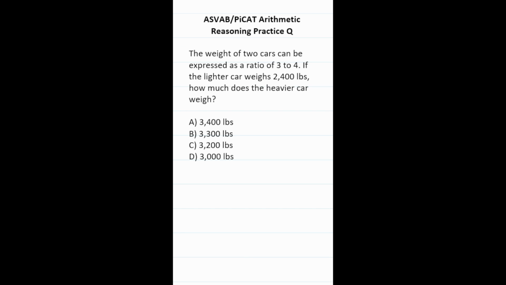This ASVAB PiCAT Arithmetic Reasoning Practice Test question says the weight of two cars can be expressed as a ratio of 3 to 4. If the lighter car weighs 2,400 pounds, how much does the heavier car weigh? So we're told that their weight can be expressed as the ratio of 3 to 4. That's going to be equal to, again, this 3 corresponds to the lighter weight. We know the lighter vehicle weighs 2,400 pounds. The heavier vehicle's weight is unknown.